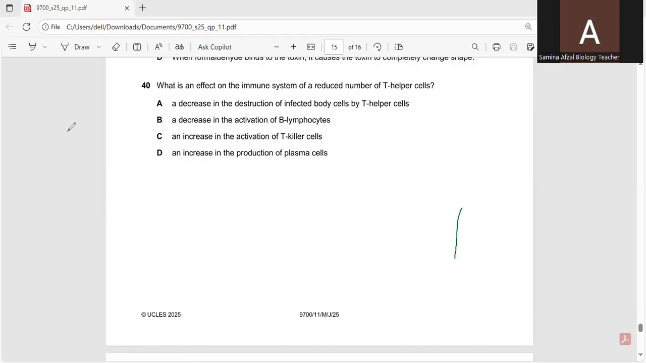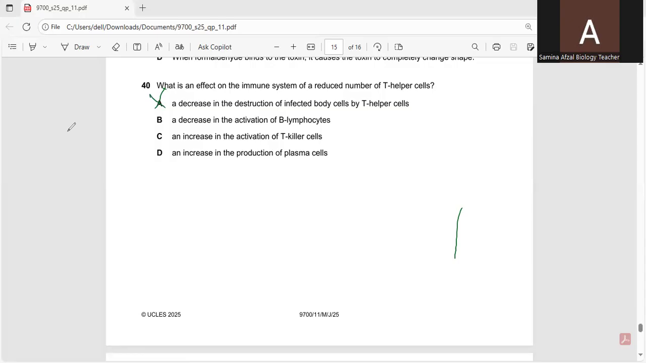First of all, I would like to discuss what T helper cells are. They are a central component of the adaptive immune system. They act as managers by helping to coordinate the immune response. They do this by recognizing antigen present on the surface of the antigen presenting cells and then releasing signaling molecules called cytokines. So this is not a correct statement.